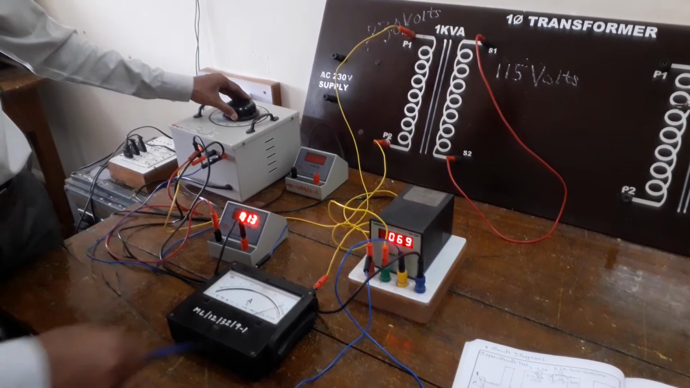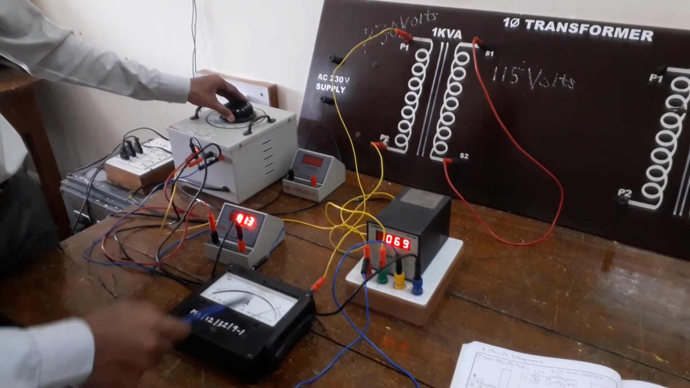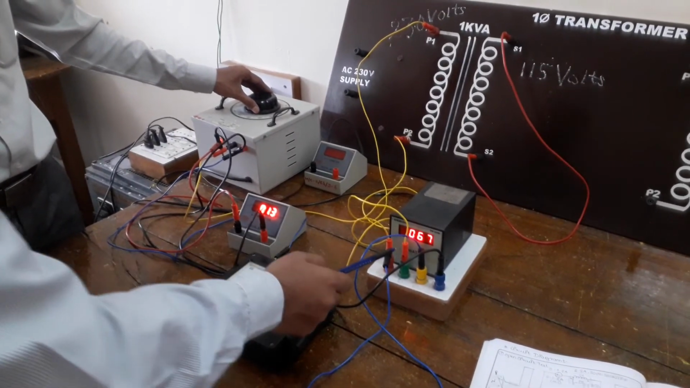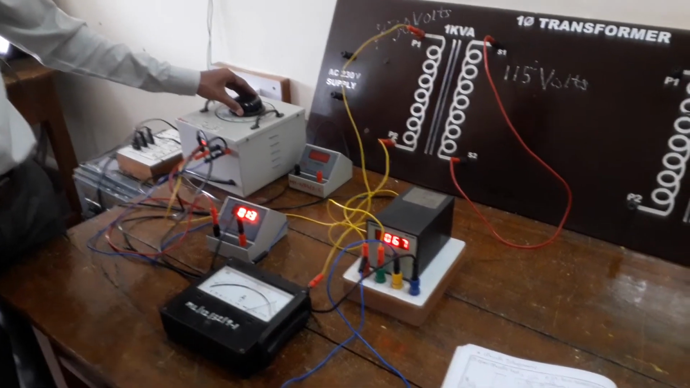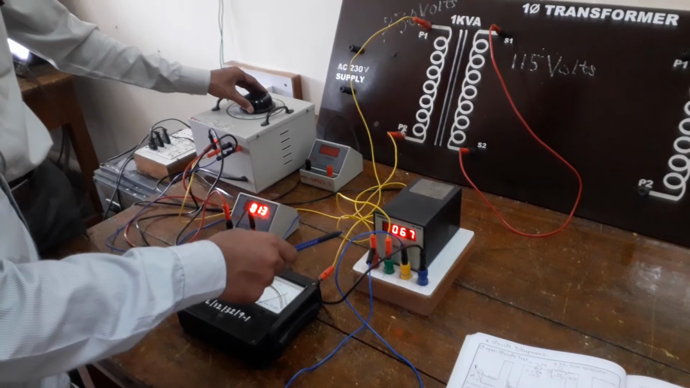Now note down all the meter readings. This is the short circuit voltage VSC, this is the short circuit current ISC, which is 4.3 rated current, and this is the full load copper loss WSC. So this is all about the short circuit test. Note down all these readings in the tabular column of the short circuit test.